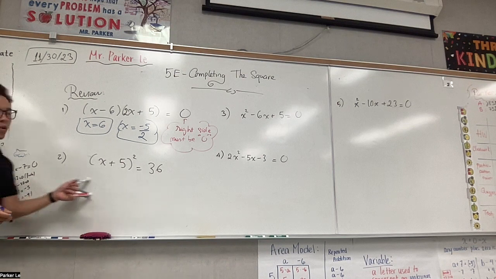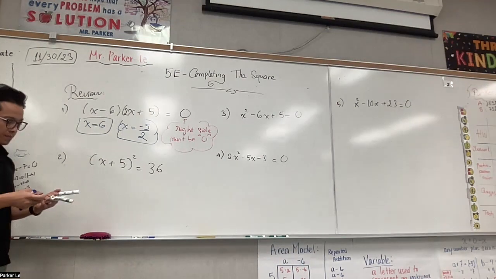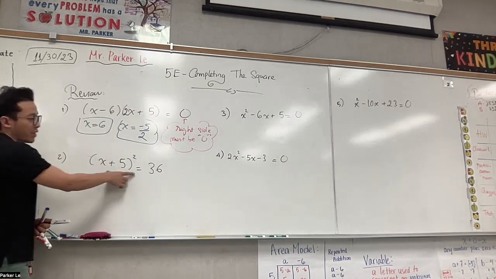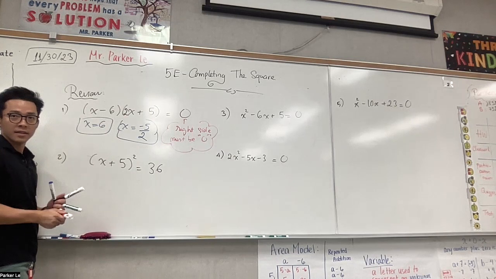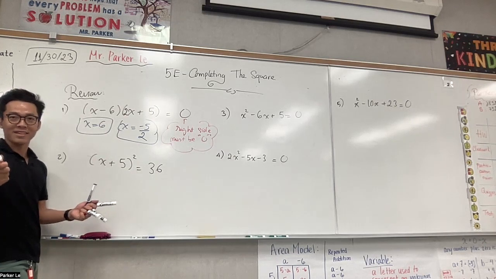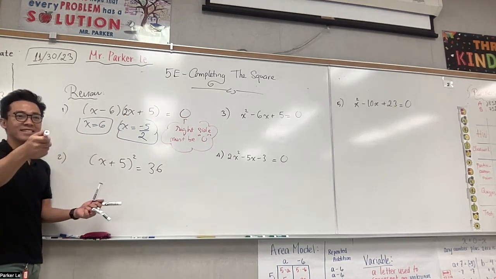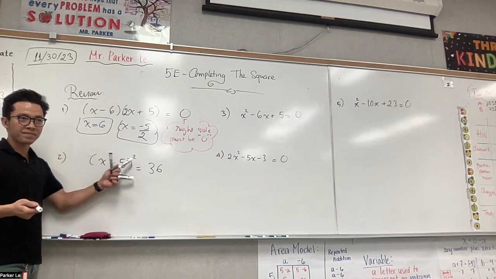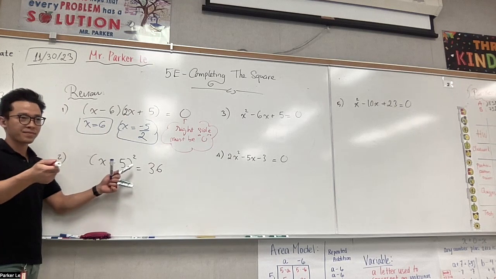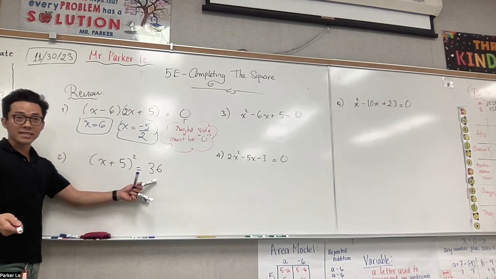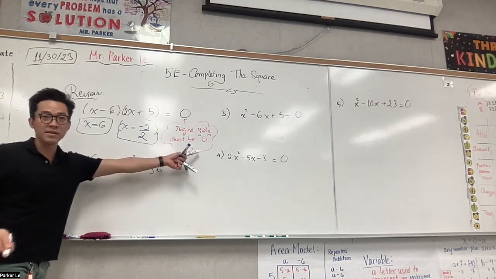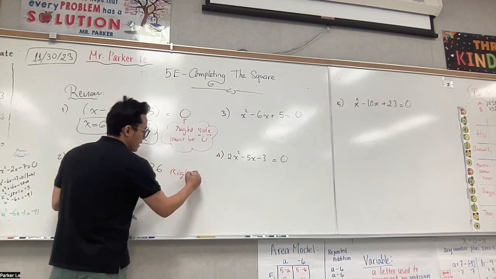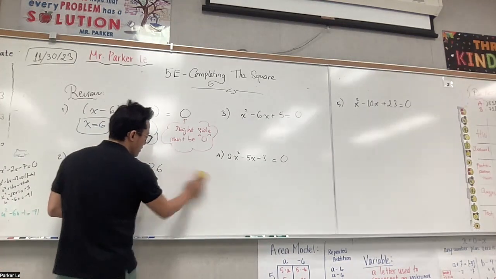Okay. All right, number 2. Who wants to do number 2? All right, Fernando. You square it. Yeah, you square it. Why do you need to square this one, but you don't need to square this one? That's good, but that's not the main reason. Because the right side is not 0. See, the right side must be 0. When the right side is not 0, you take the square root.